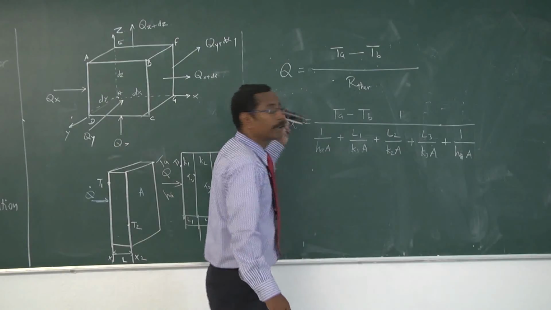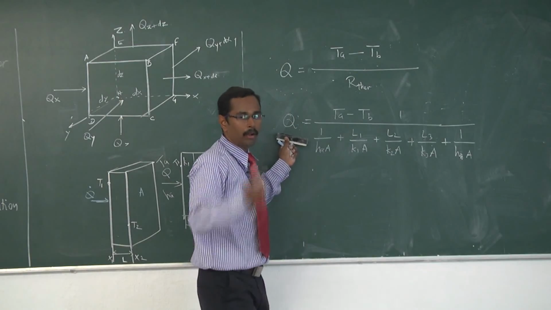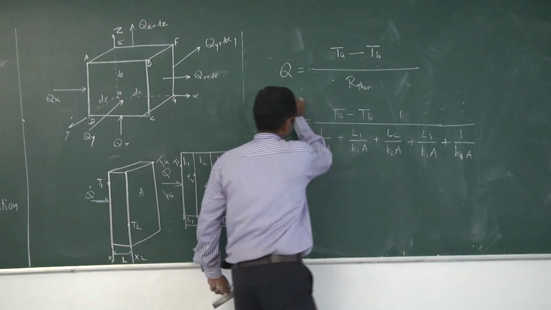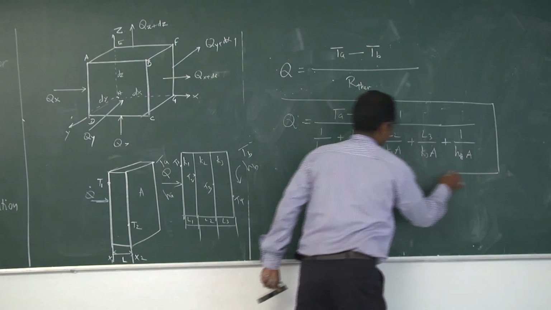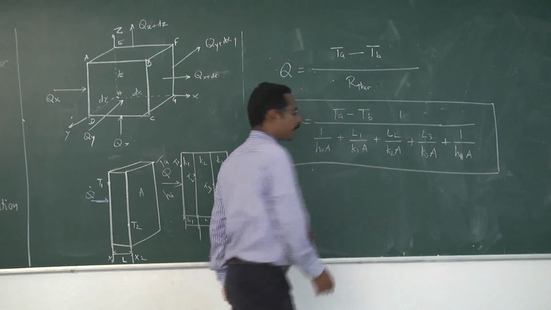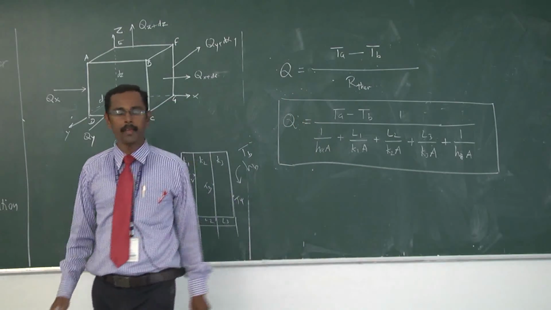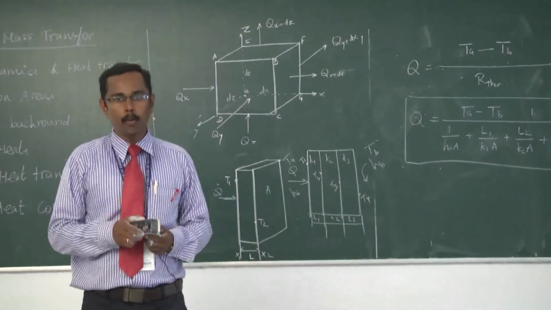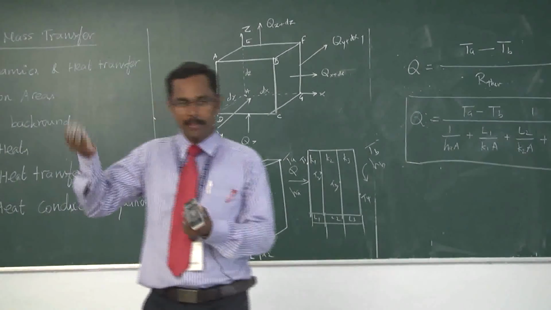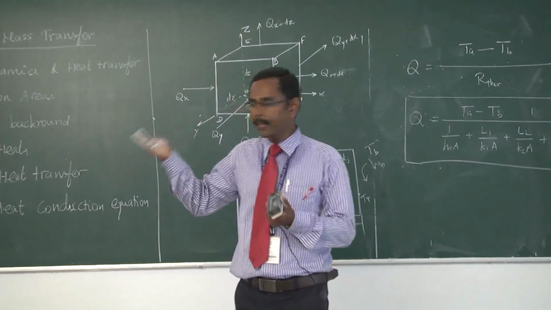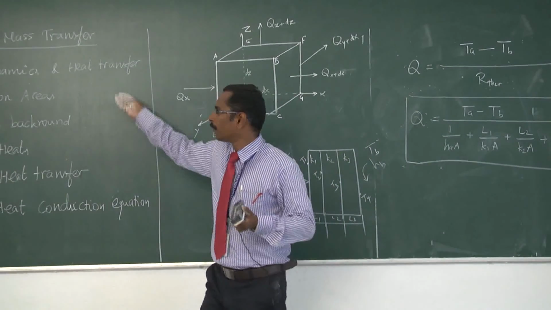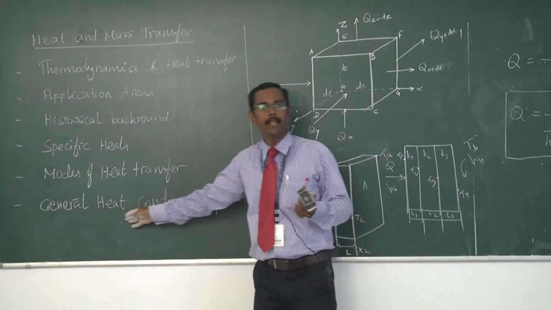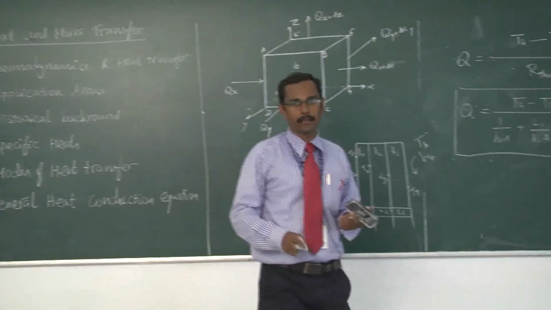So, this is the heat conduction equation for a composite layer which has convection at both the ends. This equation will help us in numerous ways to solve very big problems in heat transfer. Up to now we have seen the basic modes of heat transfer, specific heats, historical background, application areas, and finally we have derived the general heat conduction equation.